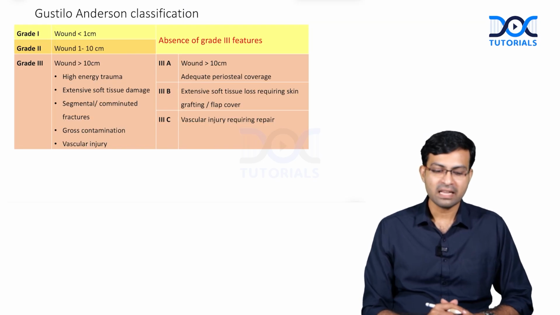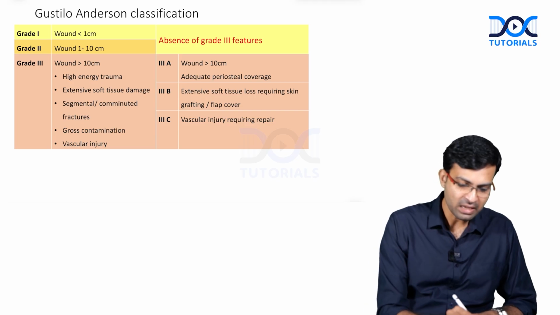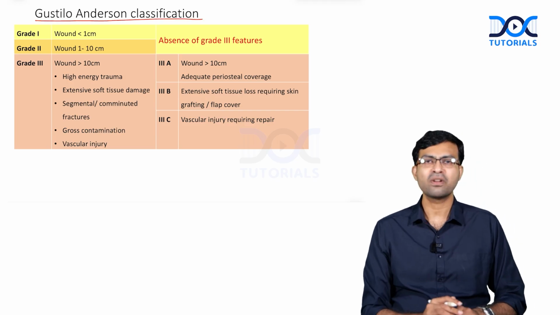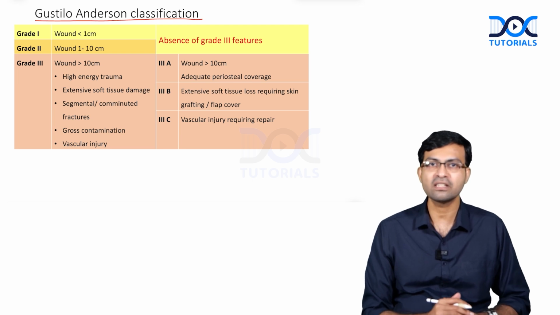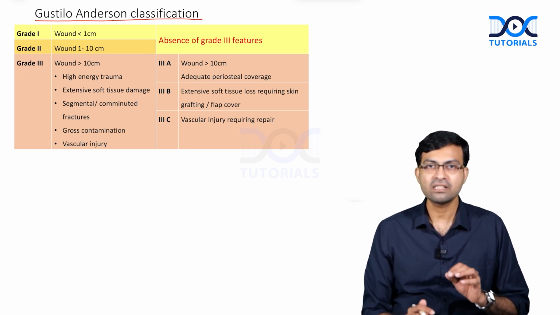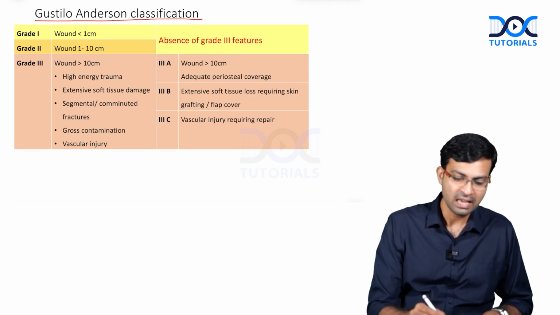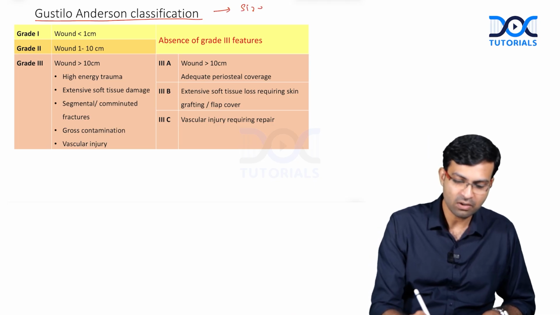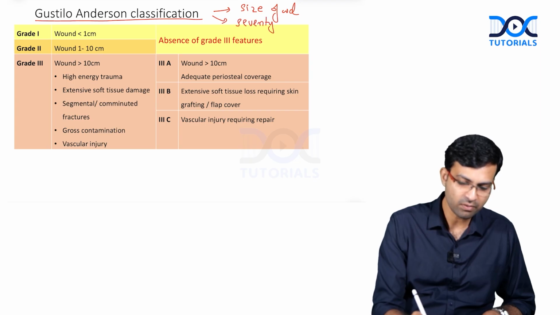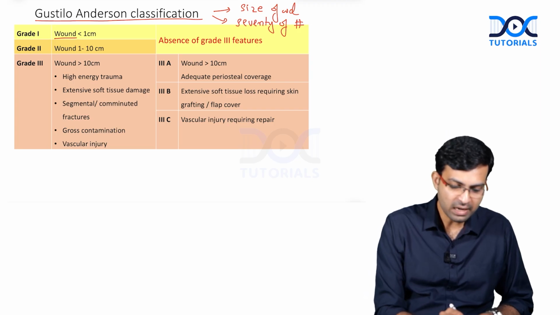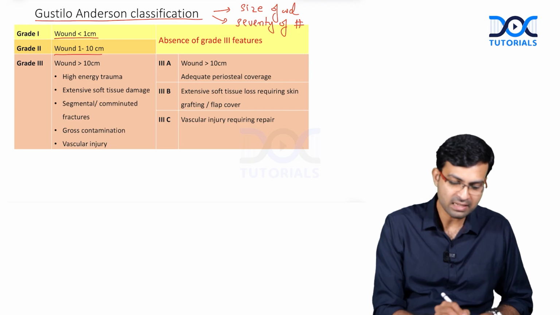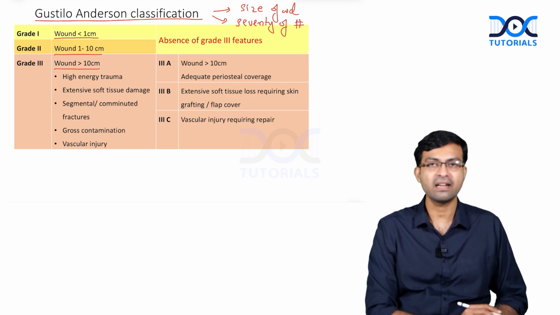Now, before we manage any open fracture, we have to classify the fracture based on a very important classification system called the Gustilo-Anderson classification. There are 3 grades according to this classification, and it is mainly based on the size of the wound. And secondly, it is based on the severity of the fracture. These are the 2 things taken into account. Grade 1 is a wound less than 1 centimeter, a tiny wound. Grade 2 is where the wound is between 1 and 10 centimeters. Grade 3 is a wound more than 10 centimeters.